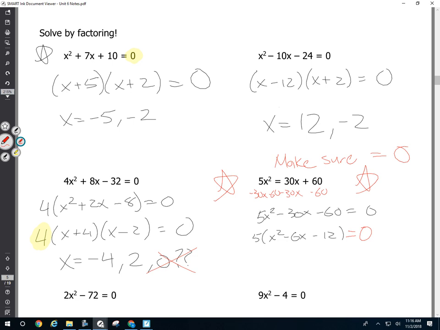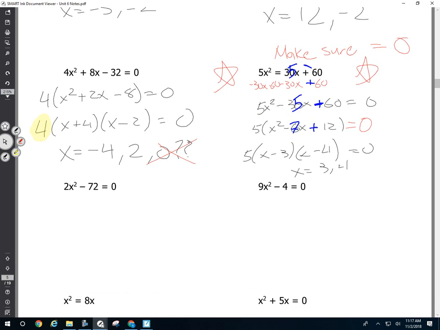Let's pretend this is different, though. I could turn it into a 35 and a negative 60, meaning this would turn into a positive 60. This would still be negative 35. When I factor that 5, this would be negative 7x, and this would be plus 12. Now I can factor. Minus 3, minus 4. There's my 2 values. I got 2 solutions. That means there's 2 zeros if I graph that equation. Well, let's look at this guy.